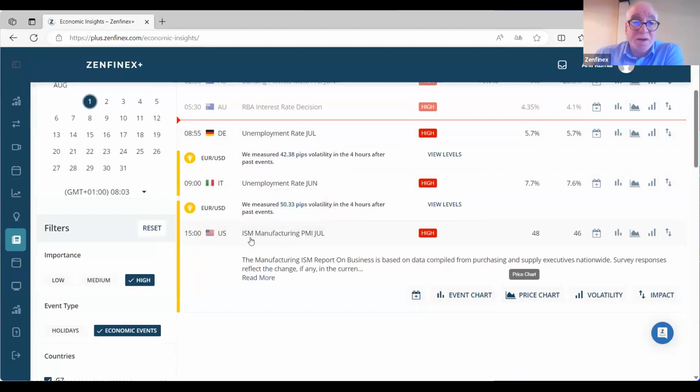And then later on, we've got ISM manufacturing PMI. Keep an eye out for that. That sometimes moves the markets around.